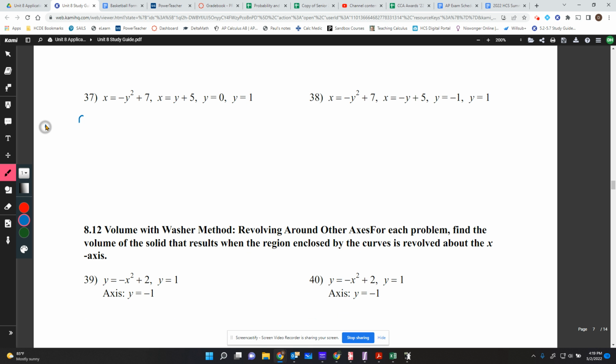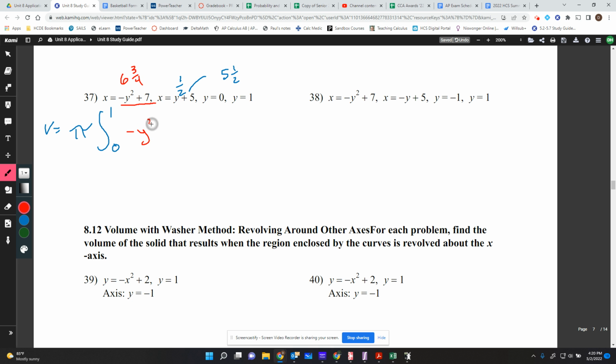We know that V is going to be pi, and these are y values now because we're rotating around the y-axis. And if we're doing 0 to 1, sometimes it's just easier to plug in a value. So if I plug in a half plus 5, that's going to be 5.5 for this one. And then if I put in a half squared is a fourth, negative a fourth, that's going to be 6 3/4. So that means this is going to be the larger disk. So that's the one that goes first.